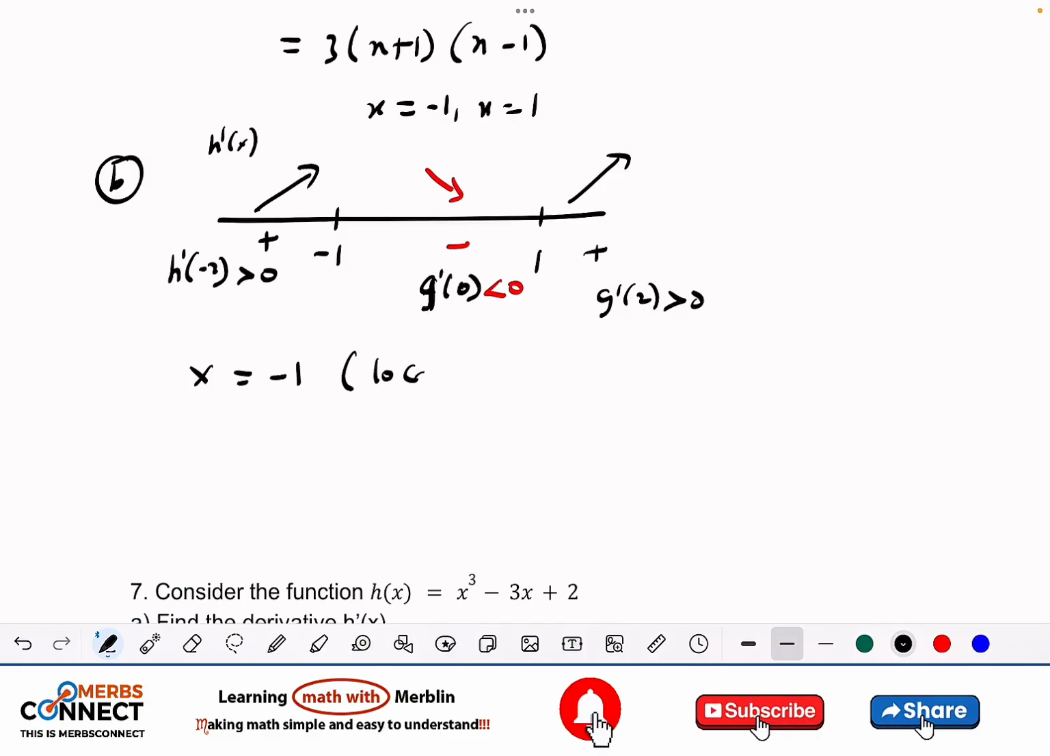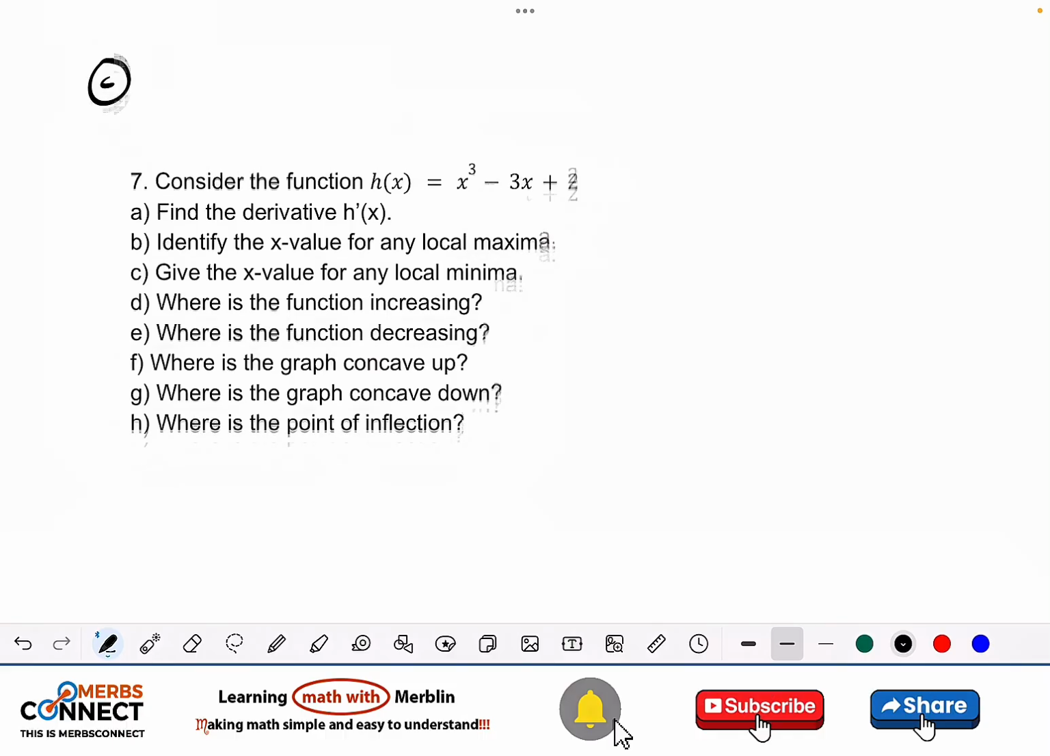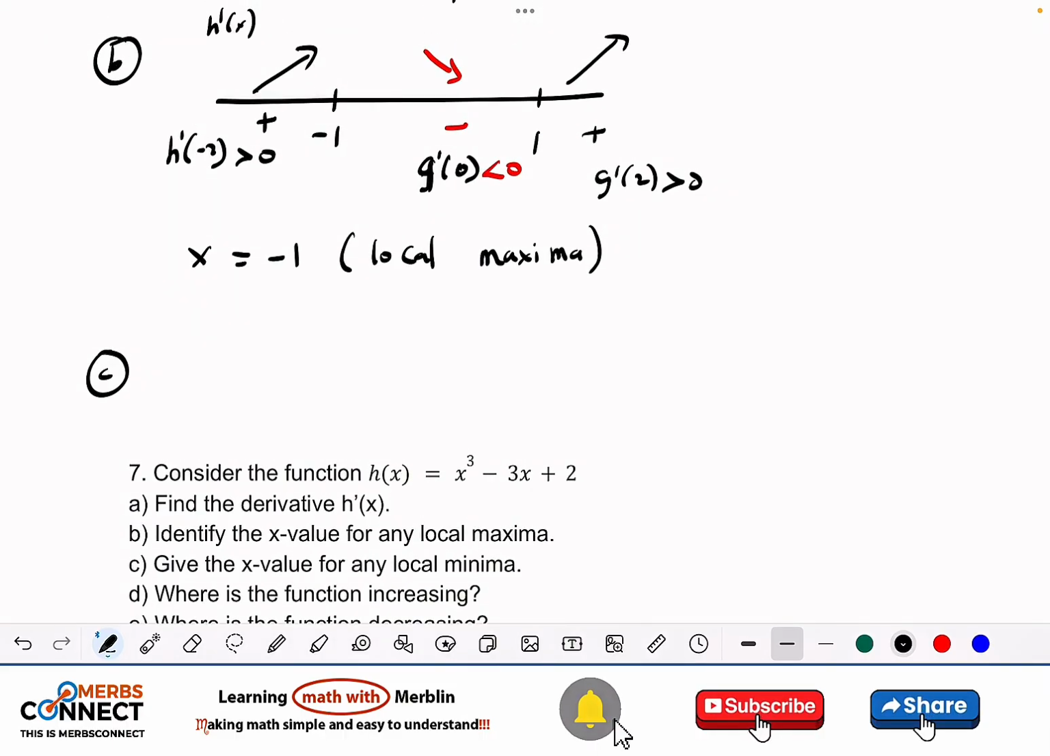That is the local max. That is B. And then C is looking for the local minimum. So the local minimum is here, minus plus. So I'm going to have x is equal to 1, and this is the local minimum.